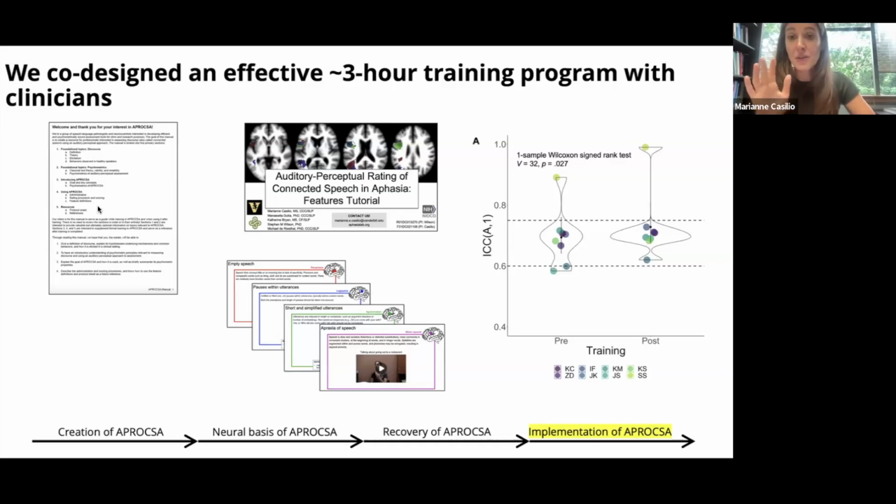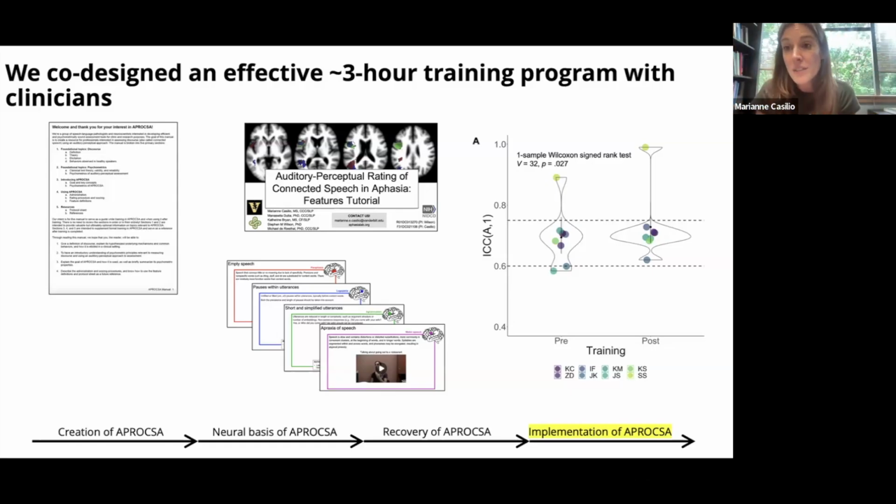What you're seeing here are the reliability coefficients, very similar to the ones I showed you for the previous study, for pre and post training. We had 8 clinicians in total. They're color coded there. You can see their initials, and then you can see that violin plot overlay that just gives you a sense of the spread. The dashed lines there are the qualitative interpretations of that reliability coefficient. So below the lowermost line is fair reliability, between the 2 dashed lines is good reliability, and above the upper dashed line is excellent reliability.